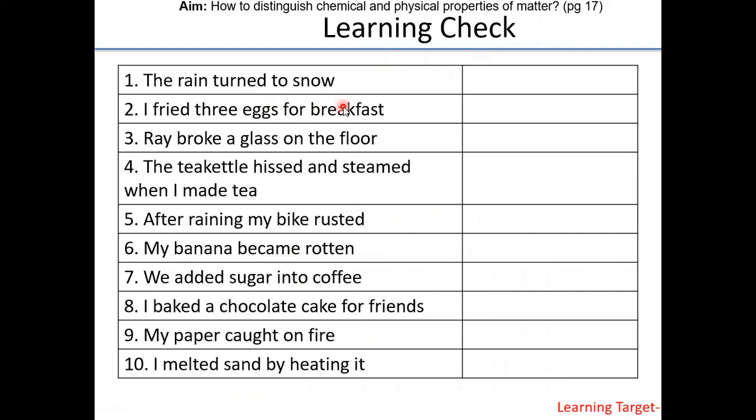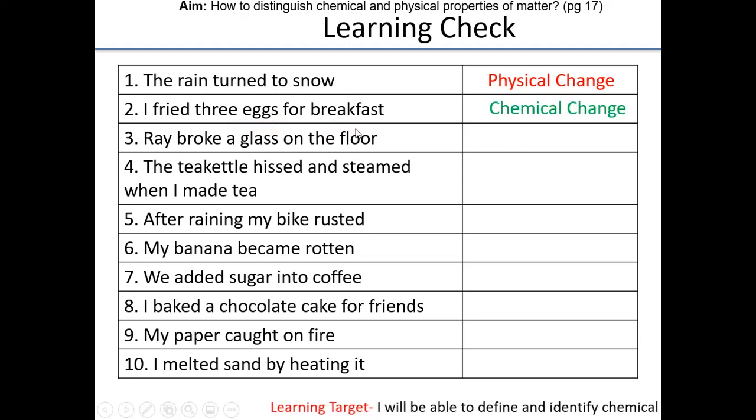Learning check. Here I want you to identify if the following is a chemical or physical change. So try this yourself, pause the video, and resume once you're done. Okay, number 1. The rain turned to snow. This is describing a physical change. Number 2. I fried 3 eggs for breakfast. That is a chemical change.